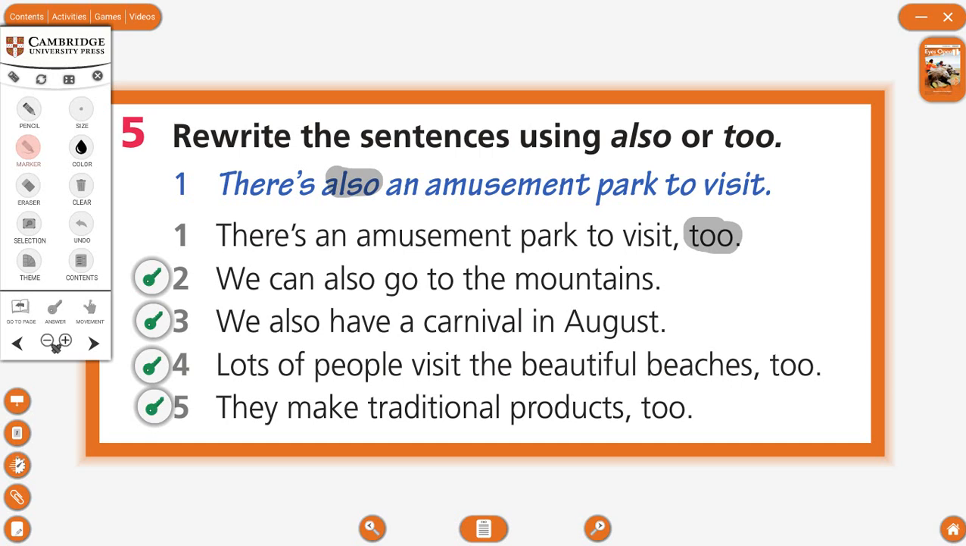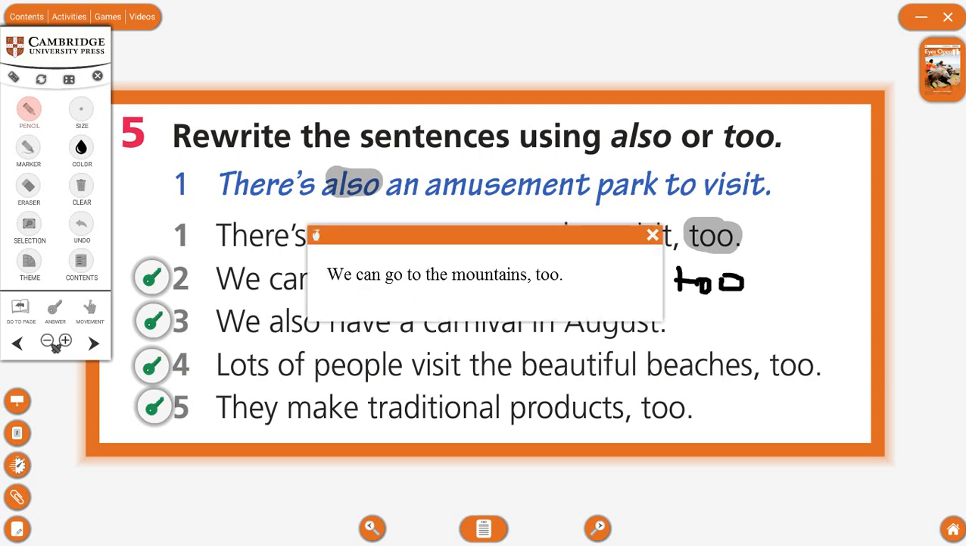Look at number 2. We can also go to the mountains. This sentence is with also, so we have to rewrite these sentences with too. We can go to the mountains too. Write too at the end. Omit also and write too at the end of the sentence. Now check, guys. We can go to the mountains too. That's true.